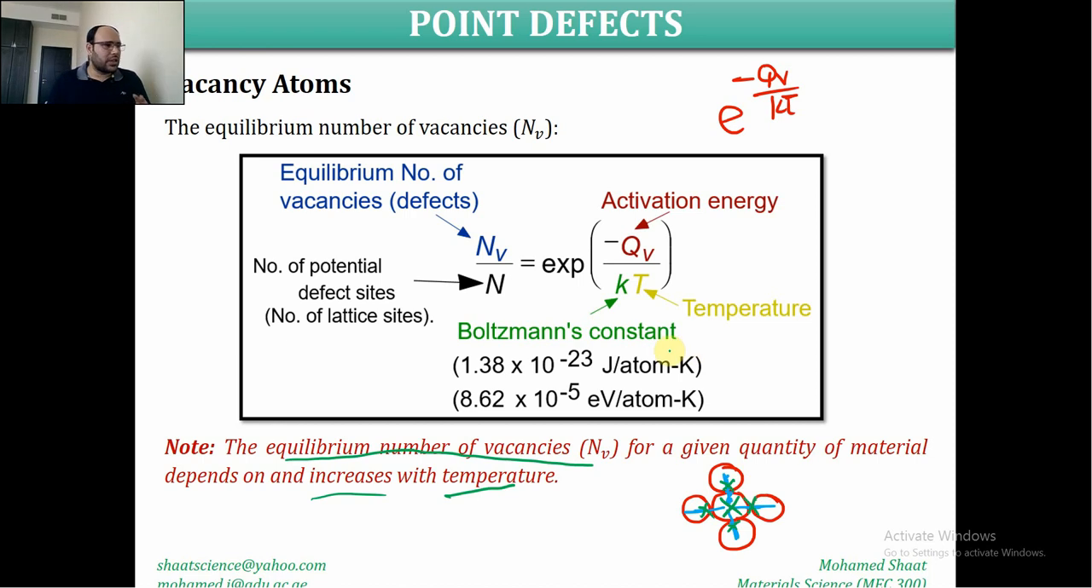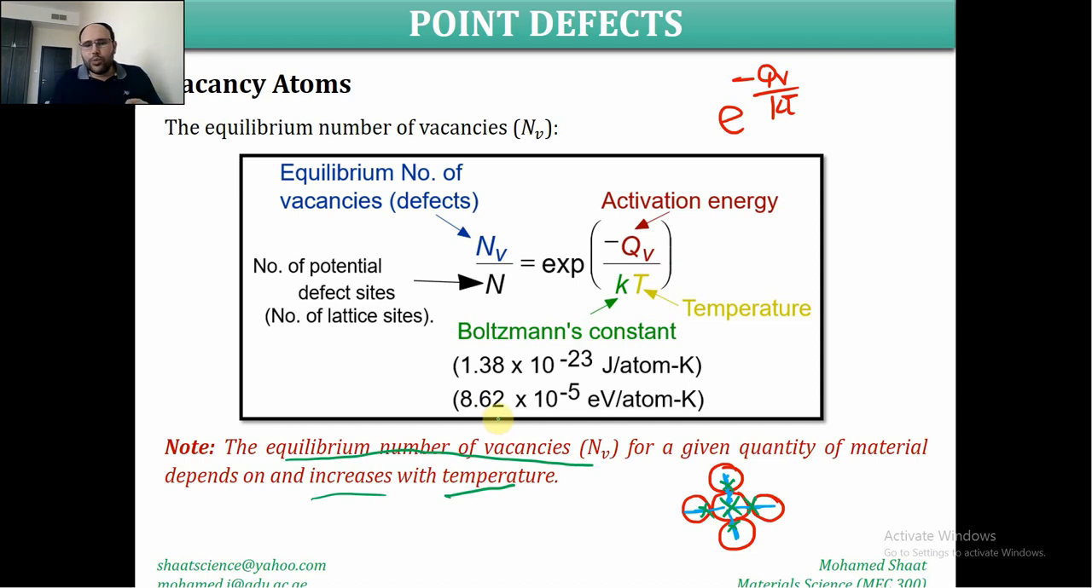What is K? This is a constant, known as Boltzmann's constant, which is equal to 1.38 times 10 to the power negative 23 joules per atom Kelvin, in case the activation energy was given in joules, because the joule is a measure of energy. So in case the activation energy was given to you in terms of joules, this K will be 1.38 times 10 to the power negative 23 joules per atom Kelvin. It means that this temperature should be in Kelvin.